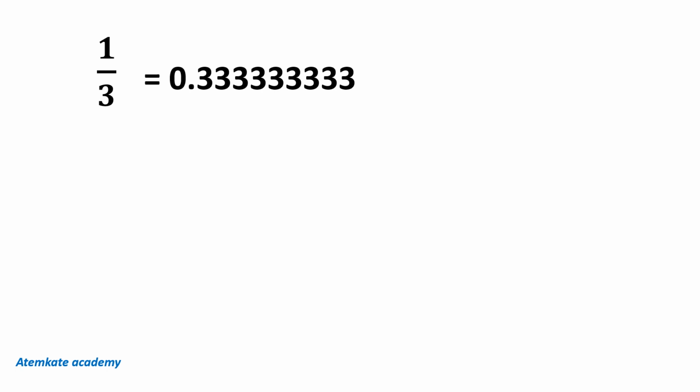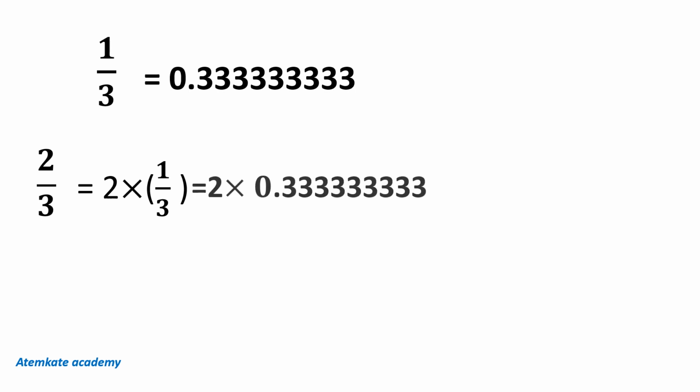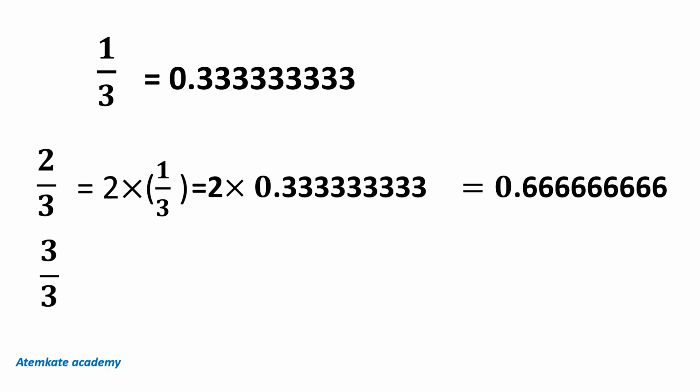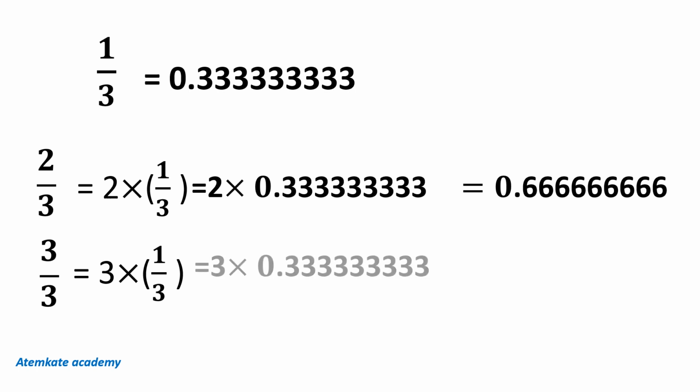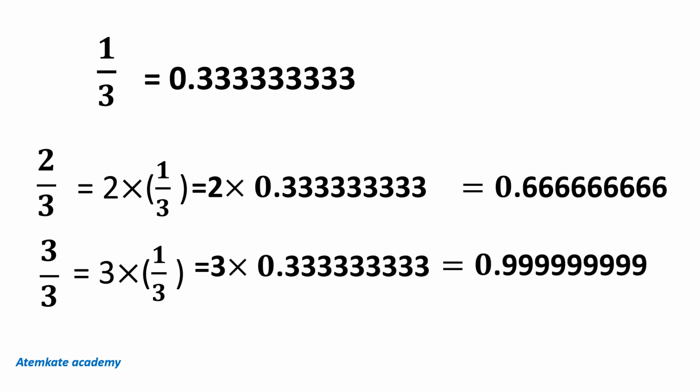Let's take a look at the following numbers with their decimal expansions. 1/3. Punching 1/3 on our calculators, we get this. Let's see what 2/3 will be. Factorizing 2/3, we get 2 times 1/3. Multiplying this, we get this value. What about 3/3? Factorizing 3/3, we get 3 times 1/3. This is equal to 0.99999999, which is approximated to 1.